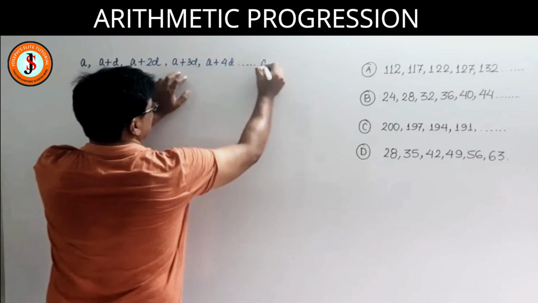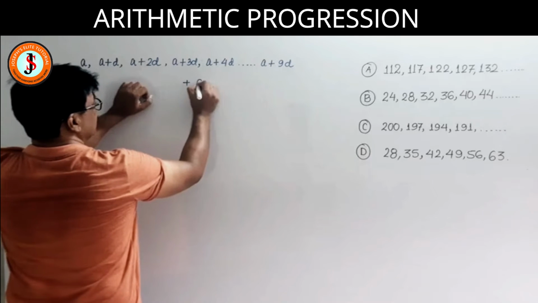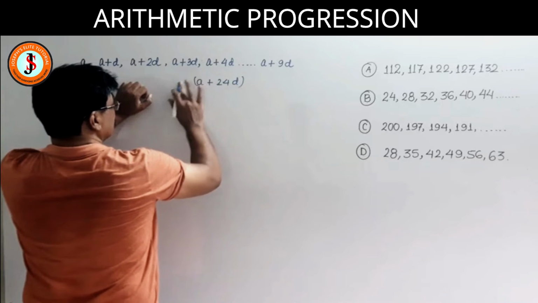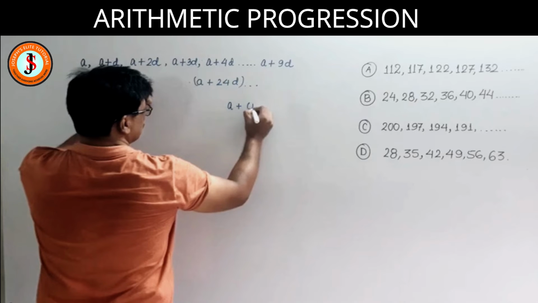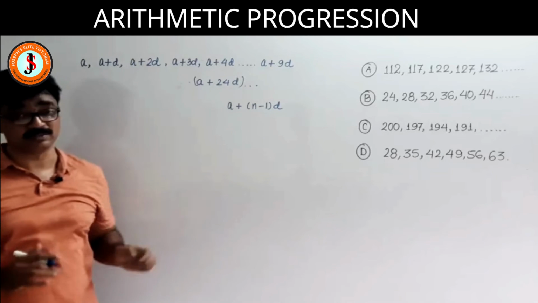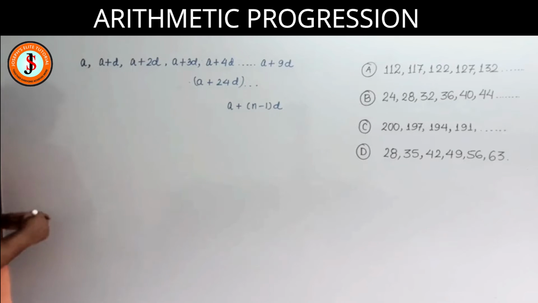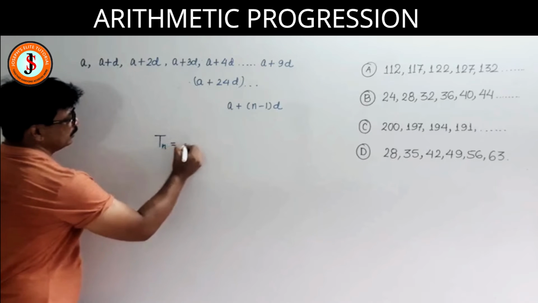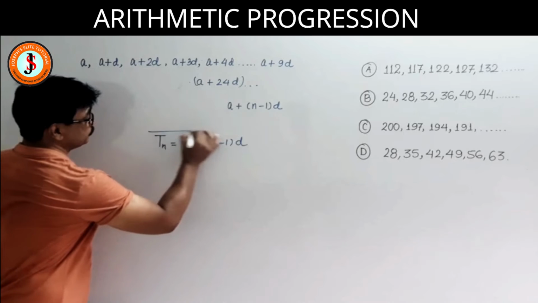So what will be the 10th term? A plus 9D. What will be the 25th term? A plus 24D. So if I say what will be the last term, that is the nth term, A plus n minus 1 into D. Why is one term reduced? Because A is the first term, so after that D starts getting added. So this is known as the nth term. This is the formula for the nth term of an arithmetic progression. Tn is equal to A plus n minus 1 into D.